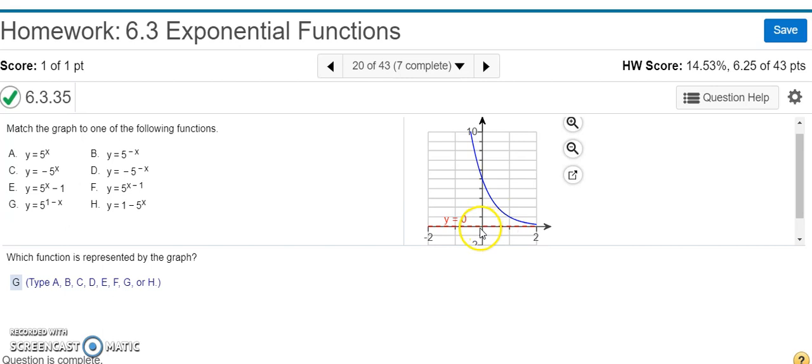If you still want to double check just for your certainty, go ahead and say, okay, if I plug in 0 for x, I should get 5 for y, because this graph also has a point at 0, 5. If you plug in 0 for x in g, you get 5 raised to the 1 minus 0, which will be 5 raised to the first power. So it is indeed answer choice G, which you can see, and we are now moving on.